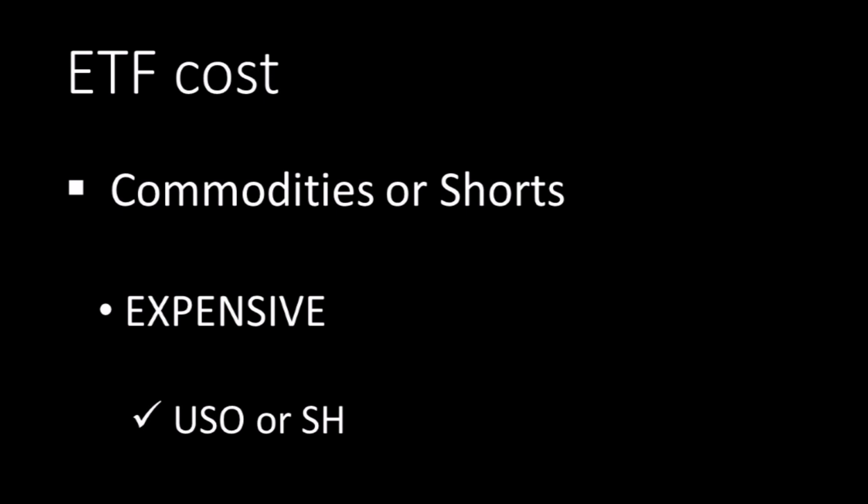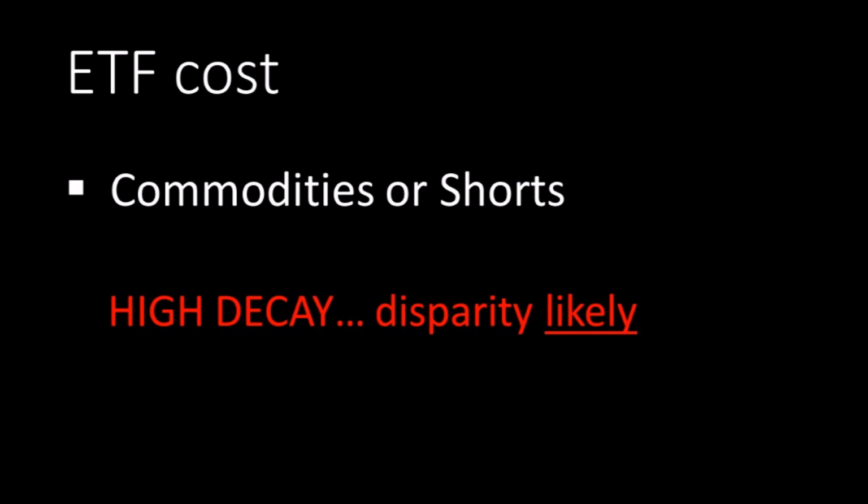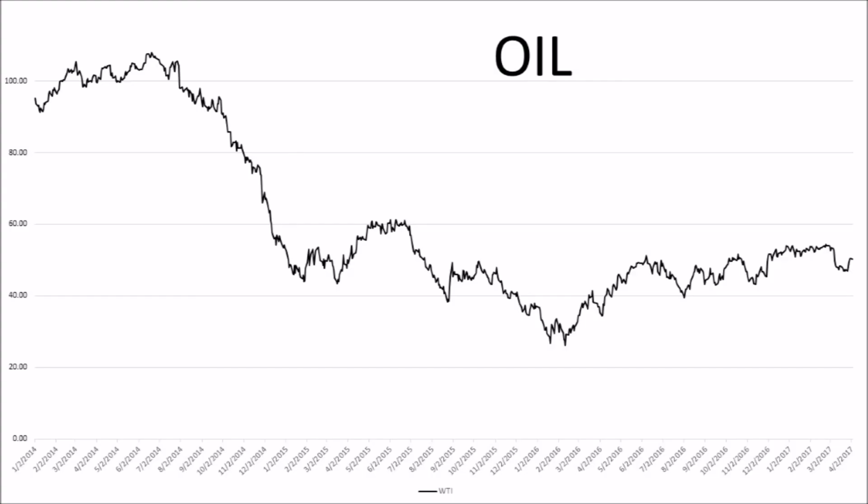On the other hand, ETFs that deal with commodities or inverse ETFs that take short positions, these ETFs operate very inefficiently. Therefore, they have a high rate of decay, and in most cases, it's very likely that there's going to be a great disparity between the underlying commodity or the underlying ETF. Let me show you how this works. Here's a chart of the price of oil.